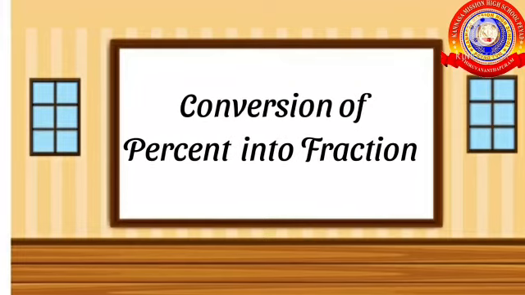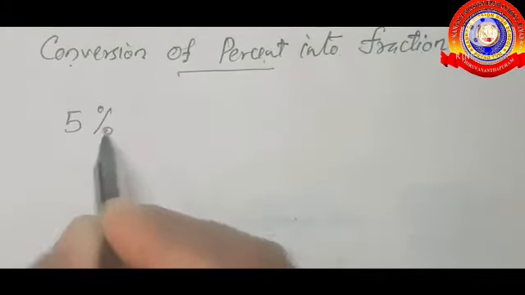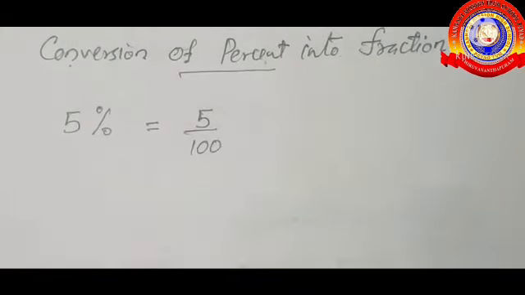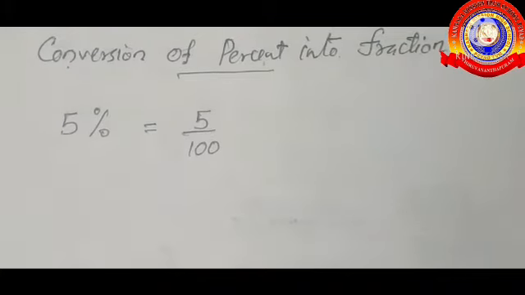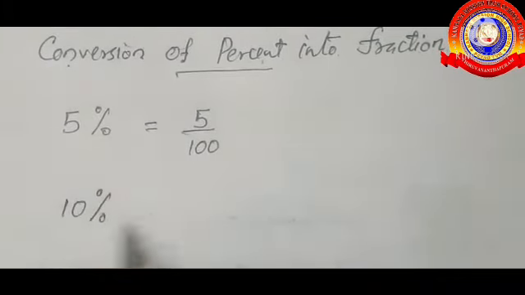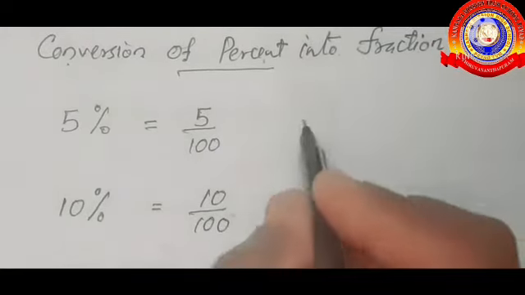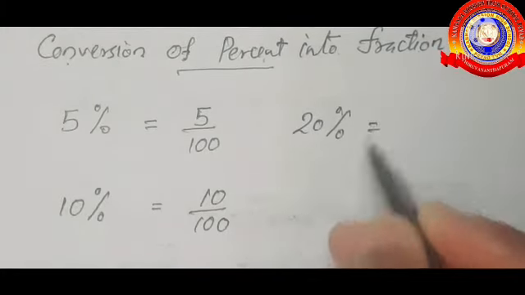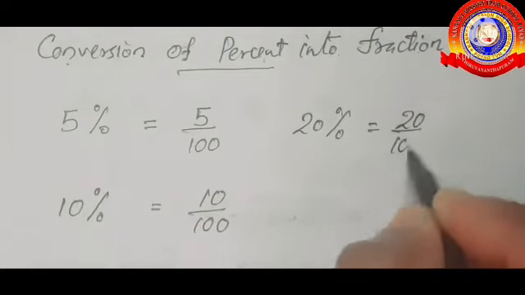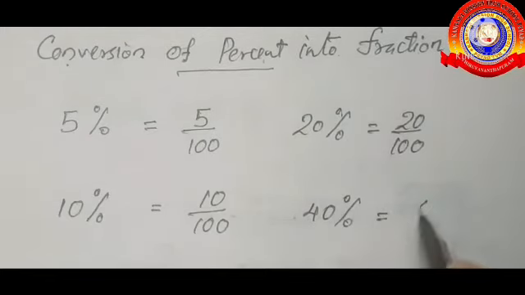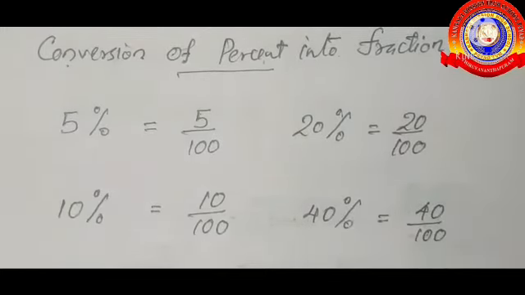Next we shall learn the conversion of percent into fraction. Let's do some examples. 5%, which is equal to, 5% means 5 by 100, that is rate per 100. Then 10% is 10 by 100. Okay. 20% is 20 by 100, and 40% is 40 by 100. Percent is rate per 100.